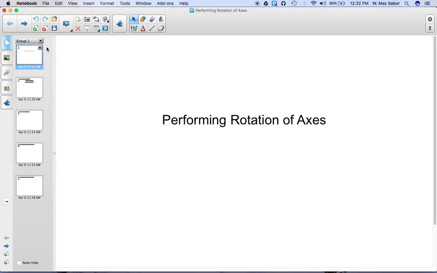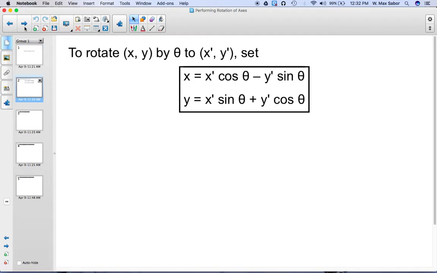Let's rotate some axes. To rotate x, y by theta degrees to x prime, y prime, we're going to set up this system of equations. These are worth memorizing. x equals x prime cosine minus y prime sine, y equals x prime sine plus y prime cosine.